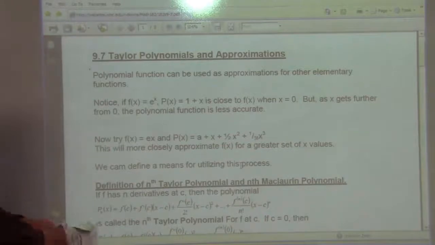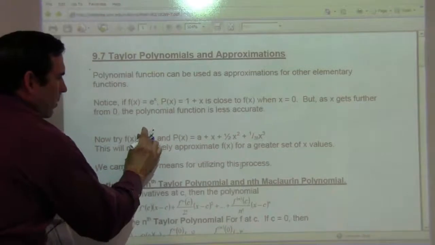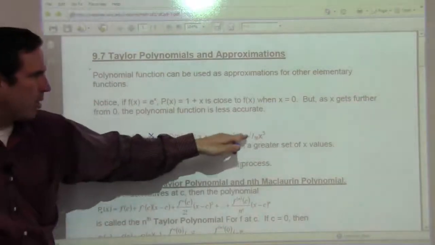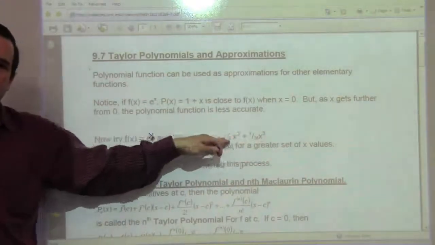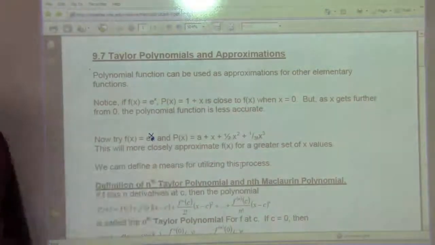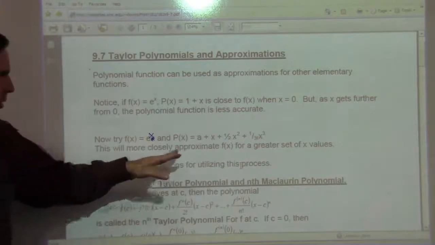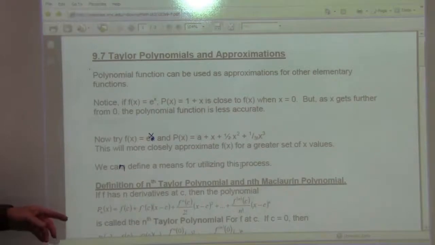Now if we took f of x equals e to the x power, and p of x equals 1 plus x plus 1/2 x squared plus 1/3 factorial x cubed, this will be a pretty good approximation for a longer distance on the x-axis. So this will better approximate for more values of x. So we can define a means for utilizing this process.